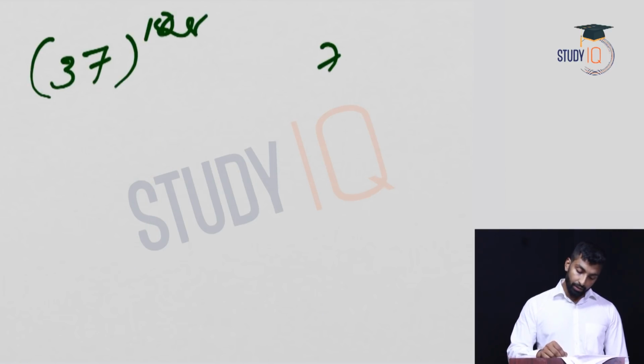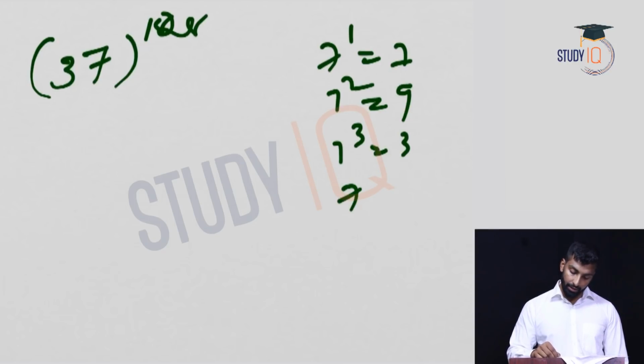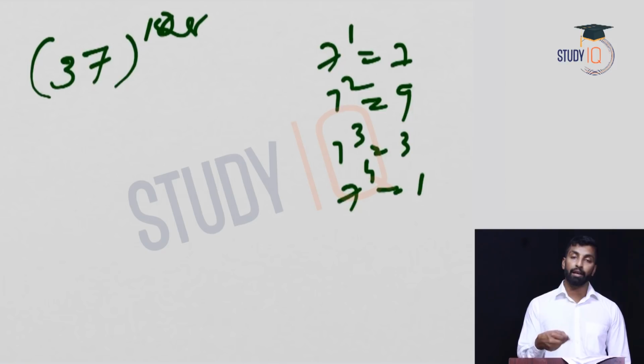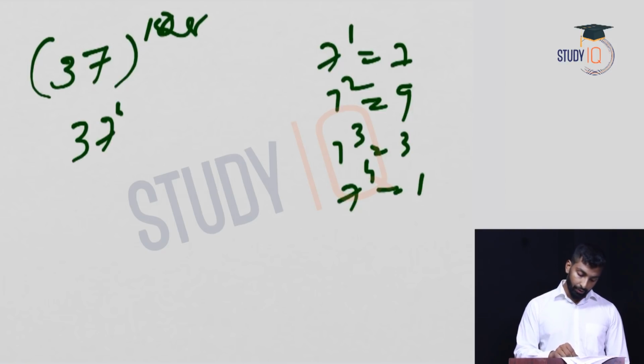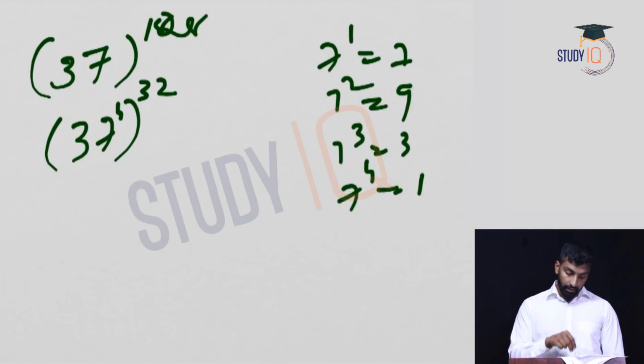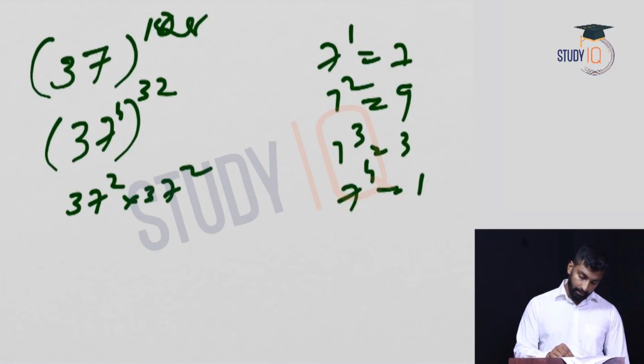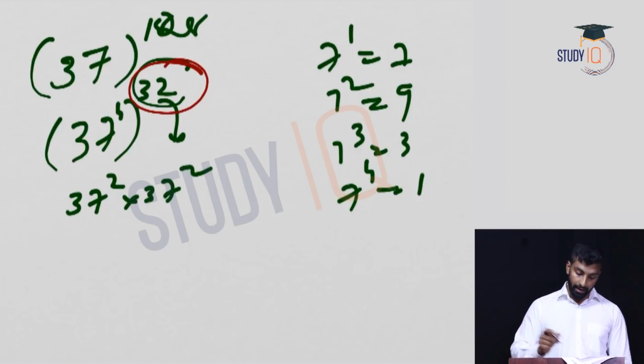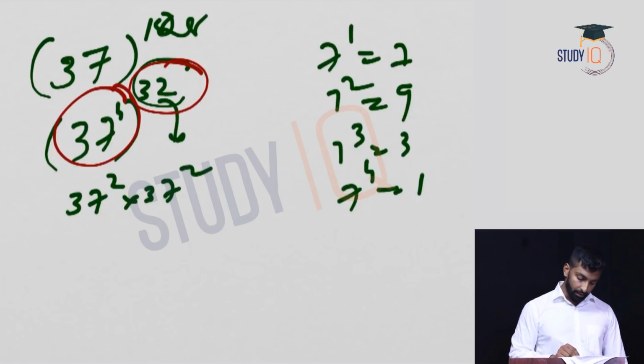What if it is 37 raised to 128? 7 raised to 1 is 7. 7 square is 9. 7 cube is 3. 7 raised to 4 is 1. So you will write this also as 37 raised to 4 raised to 32. Now 37 raised to 4, how will you write? 37 square into 37 square. This power is there. We will write it finally, okay? You just keep it aside. You will write finally because I am trying to find out the last two digits of this.